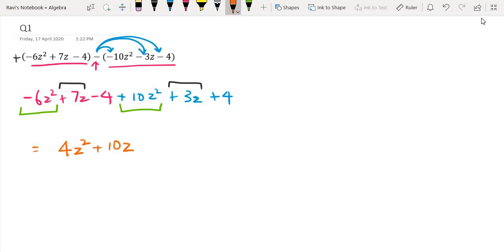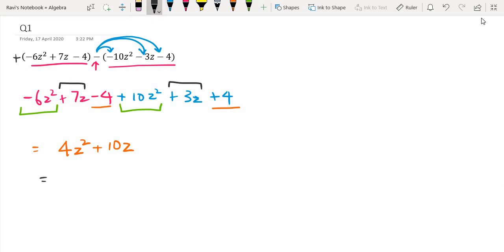And finally, for the constant, we have a negative 4 over here and plus 4 over here. So negative 4 and plus 4 will be 0, correct? So the constant is no longer there. And this is your final answer, all right?